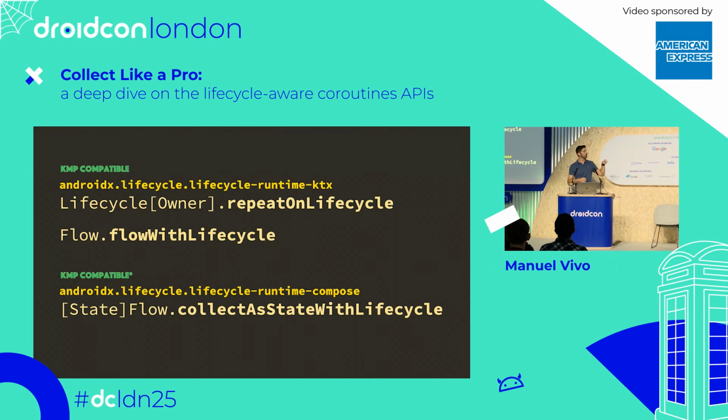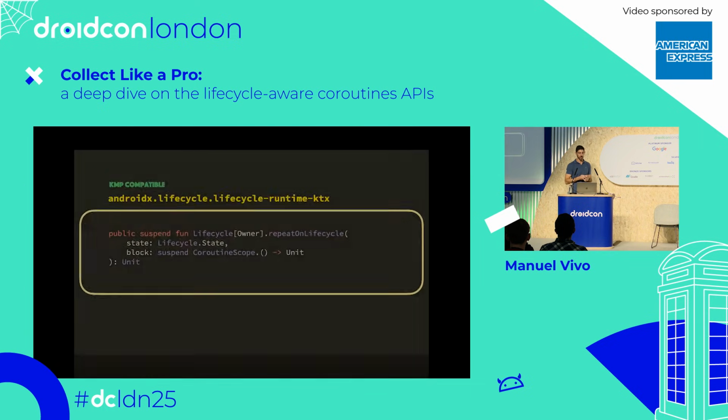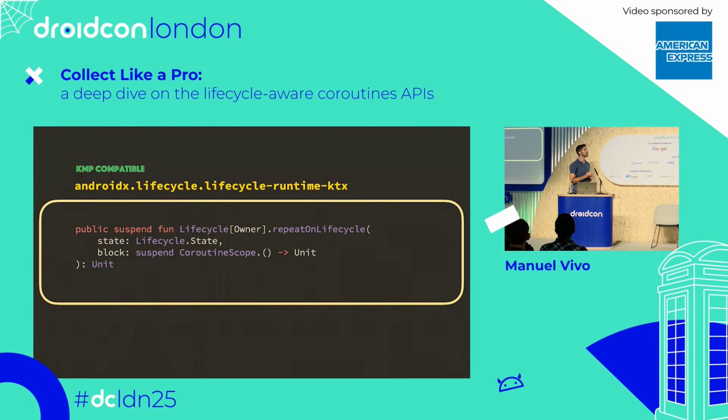This is KMP compatible, with an asterisk. We'll see in a second the caveat here. So let's see the API definition of these functions. We have repeatOnLifecycle. This is a suspend function, meaning that we have to call it inside a coroutine.